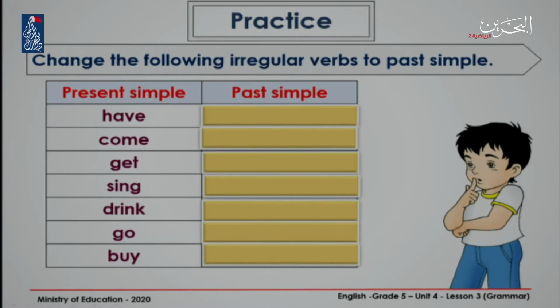Now it's time to practice. You have to change the following irregular verbs to past simple. Will you just add ed to the end of the verb? No. Why? Because these are irregular verbs. You have to change the whole verb. You have 5 minutes. You can write your answers on your mini board. Start.